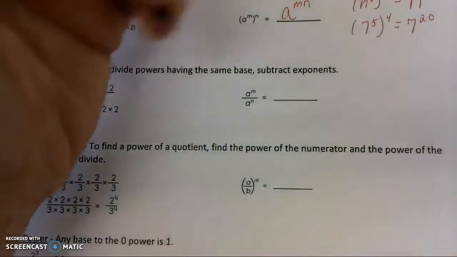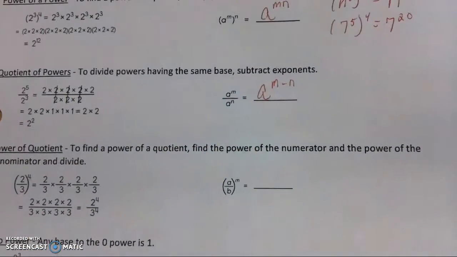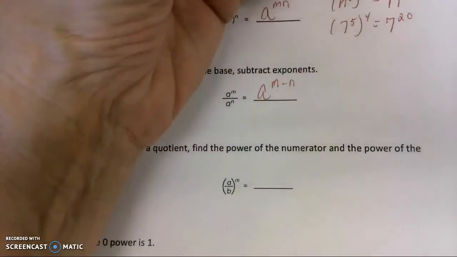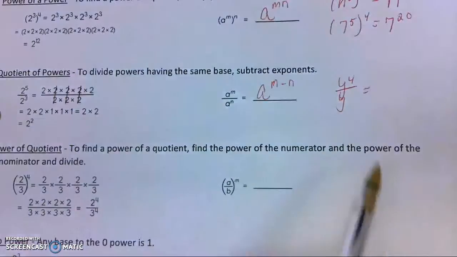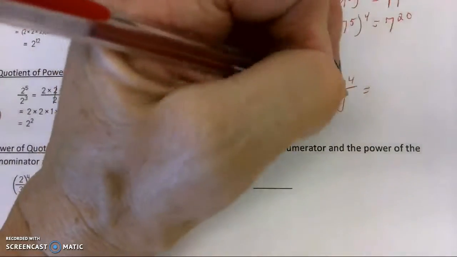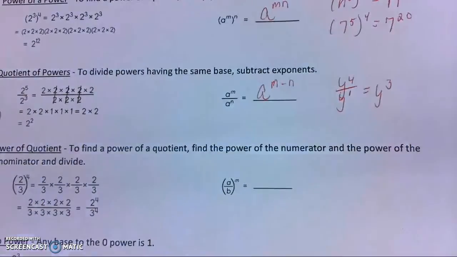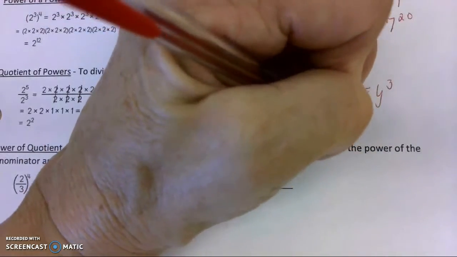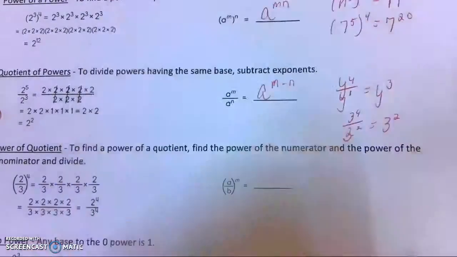So when I have a division problem, this would be a to the m minus n. And again, when I use numbers or variables, y to the 4th divided by y. Now remember, any time I have a variable by itself, my exponent is 1, so we do still subtract. 4 minus 1 is 3, so that would be y to the 3rd. And then using numbers, 3 to the 4th divided by 3 to the 2nd, subtract 4 and 2, that's going to give you 3 to the 2nd.